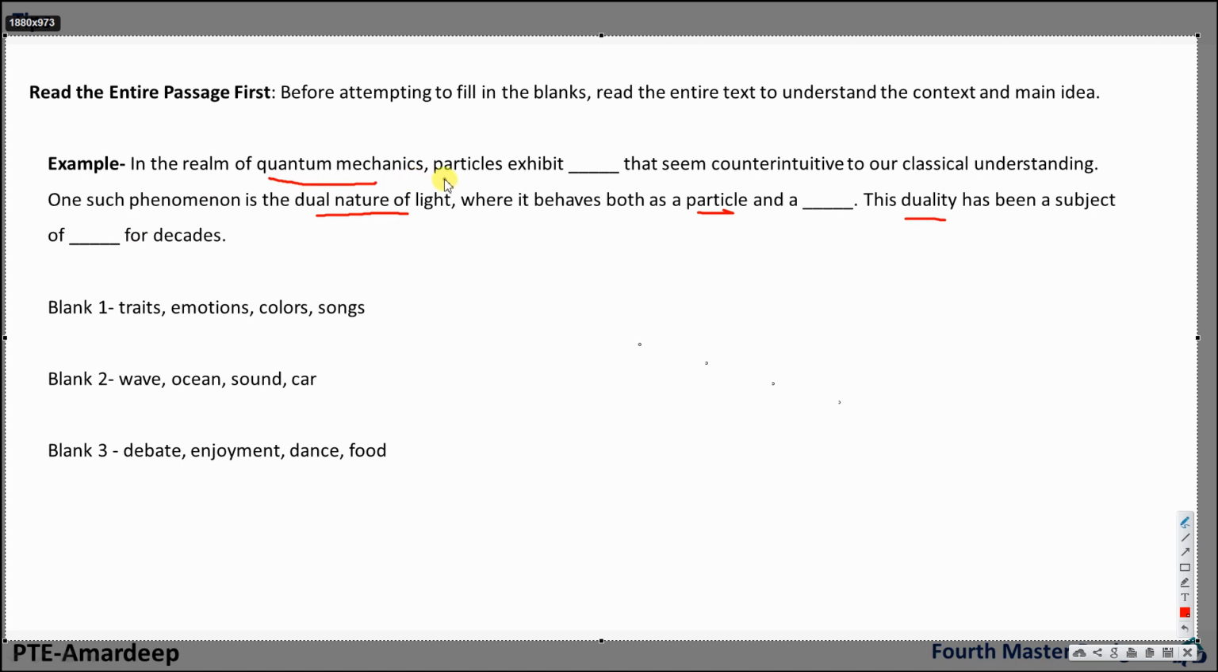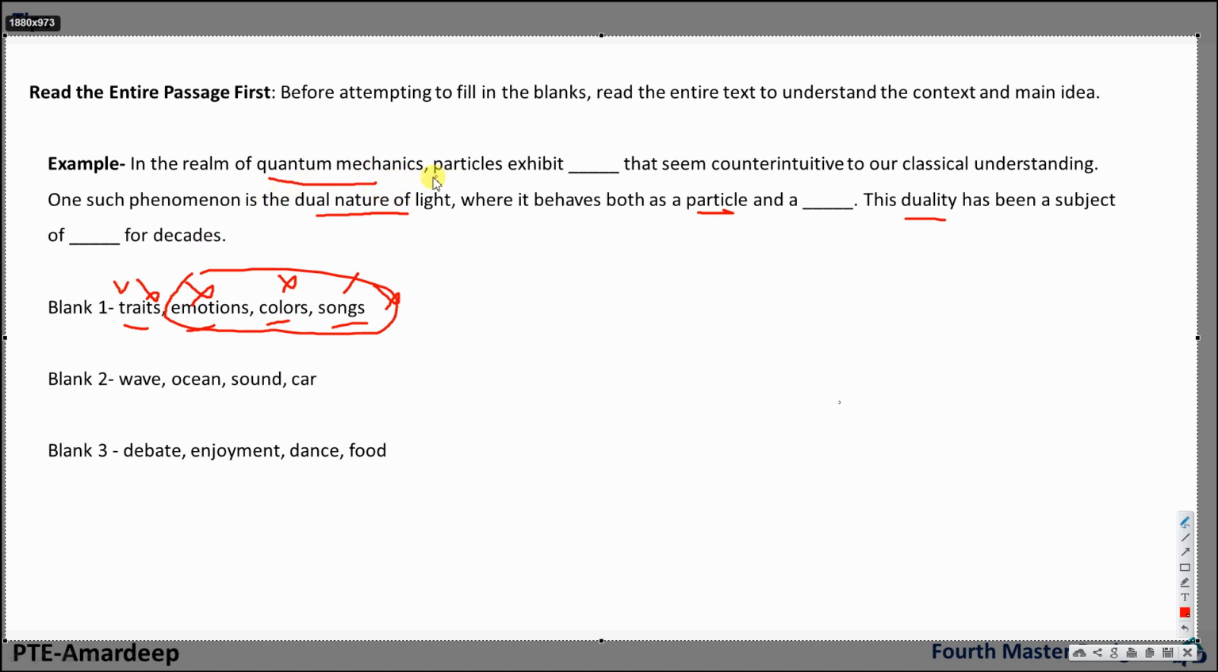Now, particles exhibit what? Particles exhibit traits, emotions, colors, songs. This is about quantum mechanics. Like in physics, do particles exhibit songs? Do they exhibit color? Do they exhibit emotion? Do they exhibit traits? Even if, and I'm going to discuss this point also, I'm sure these three cannot be my answer. Why? Even if you don't know traits, you can still say particles don't show song, color, emotion. The meaning of traits is characteristics or properties. So what is my correct answer here? Traits.